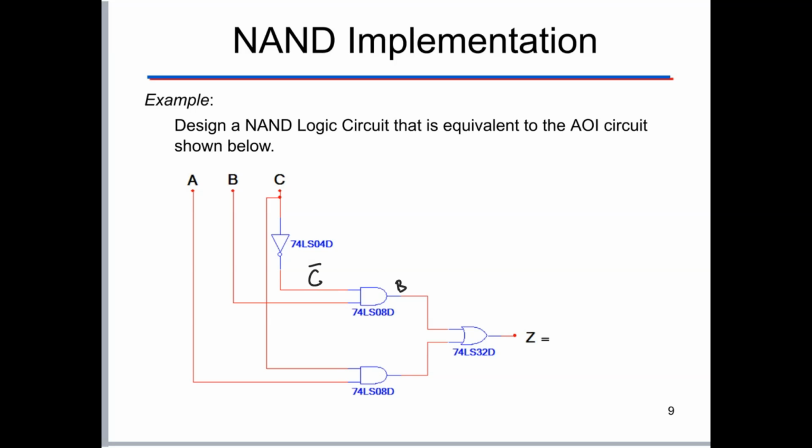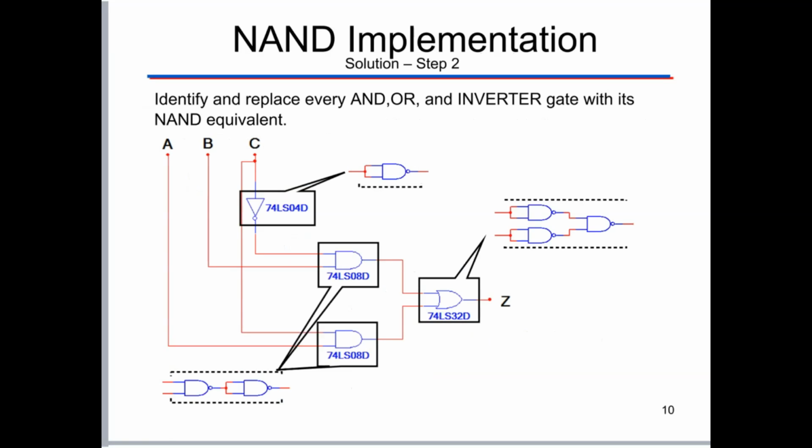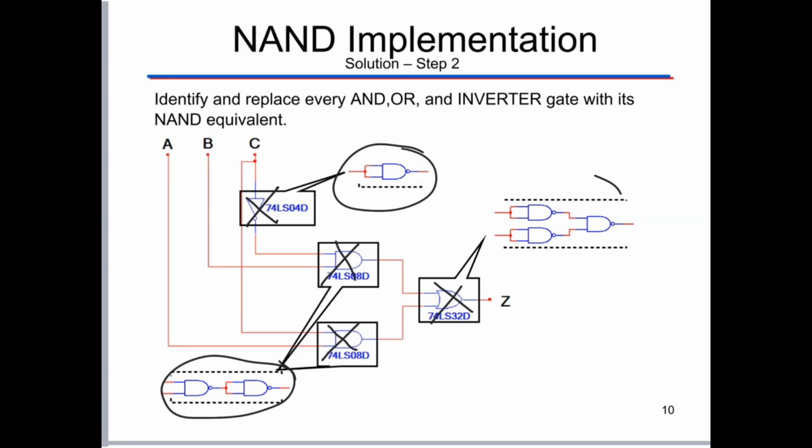So here we've got this circuit that is BC' + AC, and we'd like to convert that to NAND-only logic. In order for us to create our NAND-only circuit, we're going to take our AOI logic gates and replace them with their NAND equivalent. So for this inverter, we're going to replace it with a NAND inverter. For these two ANDs, we are going to replace them with this block that is a NAND and then a NAND inverter. And then for the OR gate here at the end, we're going to replace it with this block, which is two NAND inverters feeding into a NAND, which we know is the equivalent of an OR.